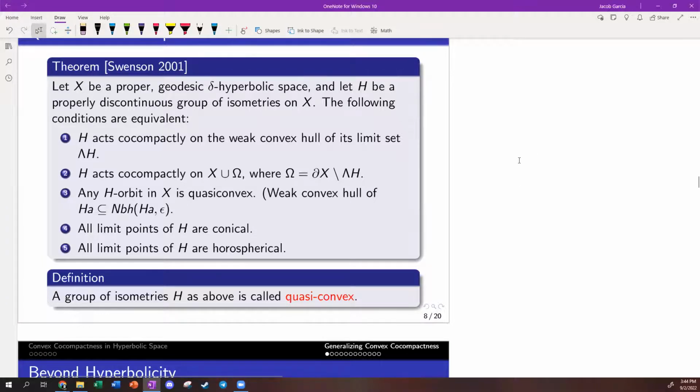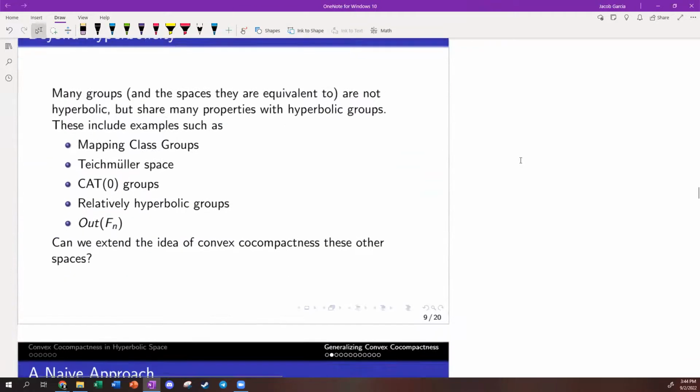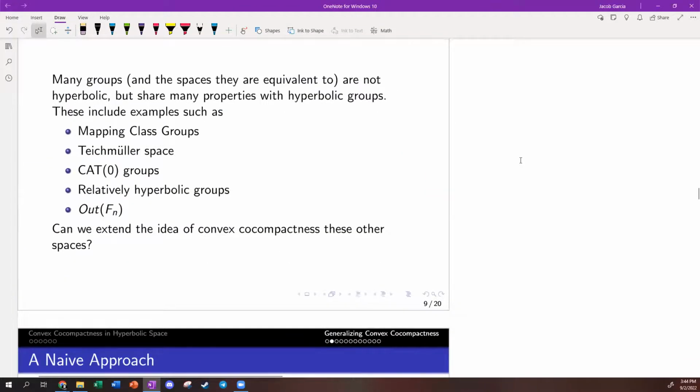Okay, so if I can generalize from H3 to any hyperbolic space, can I generalize past hyperbolic spaces? There are lots and lots of groups that have hyperbolic-like behavior but are not hyperbolic. And we've seen these kinds of spaces in lots of the talks during the conference already: mapping class groups, CAT(0) groups, relatively hyperbolic groups, outer automorphism of free groups. So can we extend this classification of groups to these other spaces?